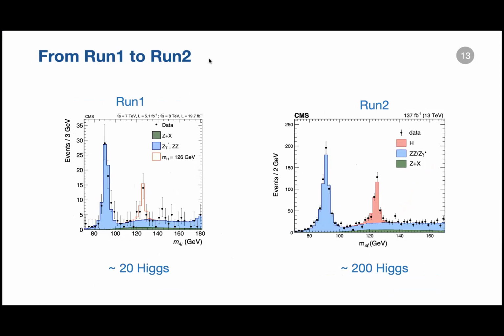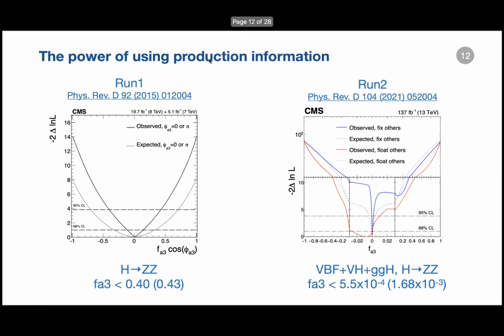Previous slide. Hi. What are the numbers in this bracket? Sorry? What are the numbers in the bracket? Those are expected. So one number is expected and the other one is observed.